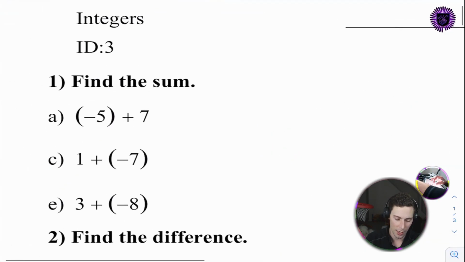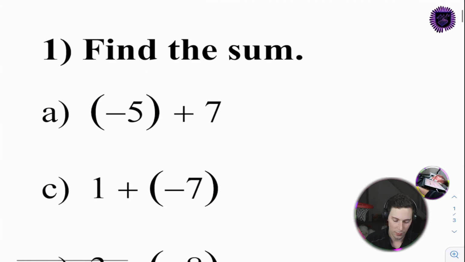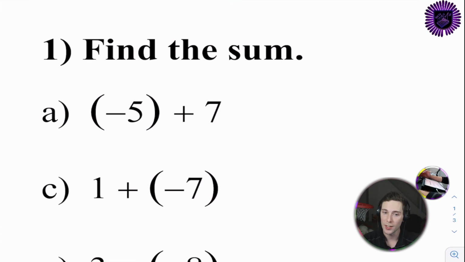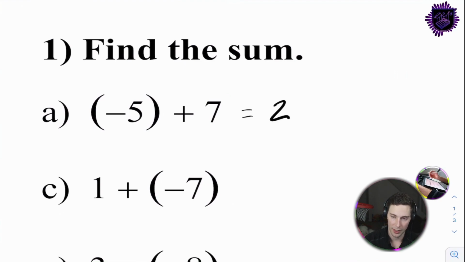So question 1a. Question 1a, negative 5 plus 7. So right away we know we're moving in a positive direction on the number line. And in a situation like this, I would think, what is the difference between these two numbers? The difference is 2, right? 7 minus 5 is 2. And because the 7 is a larger number, it's going to be plus 2 will be our answer.